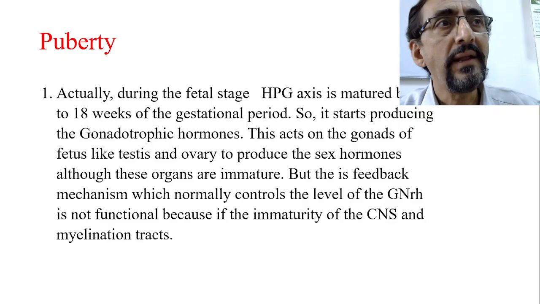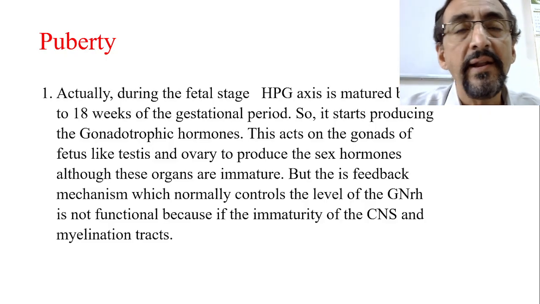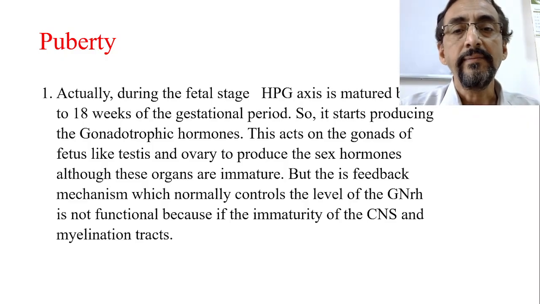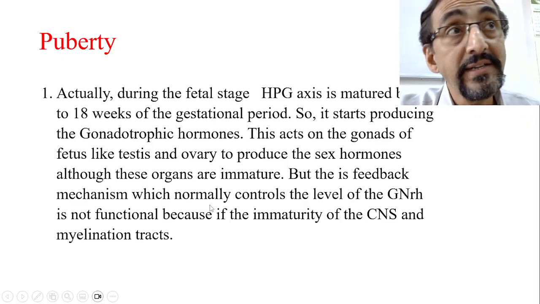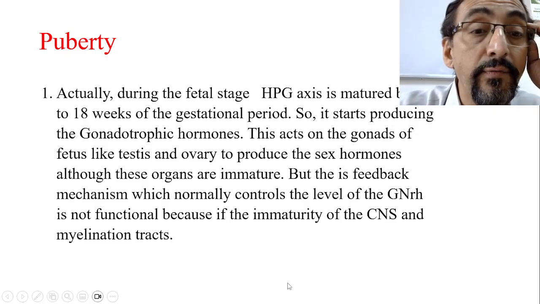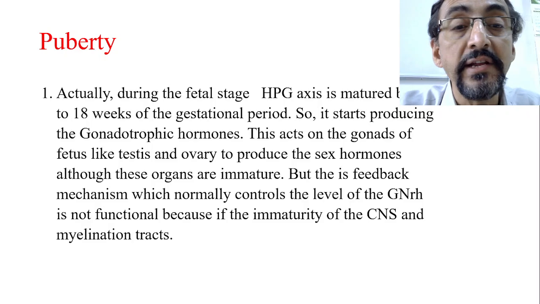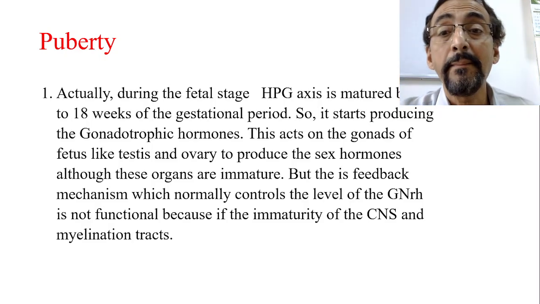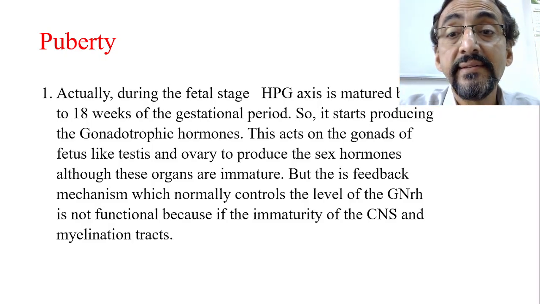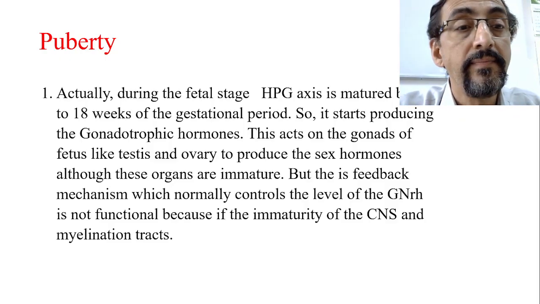So therefore the level of the gonadotrophin is increasing in the blood, and that gives a feedback mechanism to the CNS, which normally controls the level of the GnRH, but it is not functional because of immaturity of the CNS and myelination tracts. But this is the feedback mechanism which normally controls the level of the GnRH.